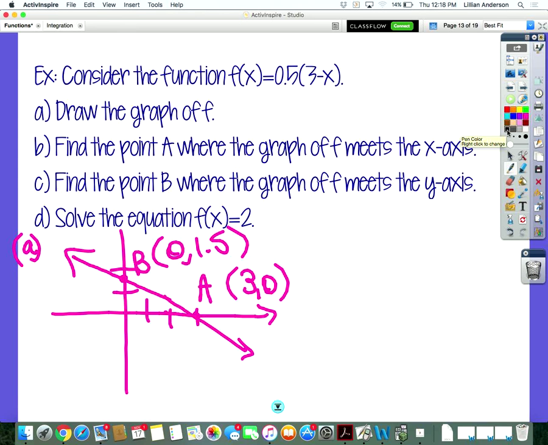It's asking you, when y is 2, what is x? That's what it's asking you to solve the equation. You can do it multiple ways. You can do it graphically, algebraically, or plug in.